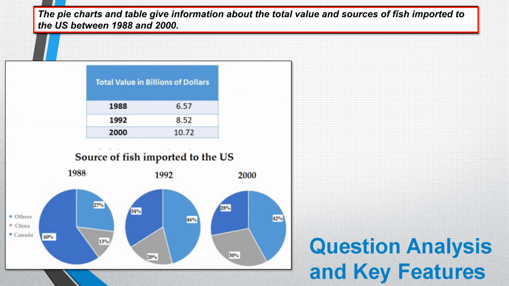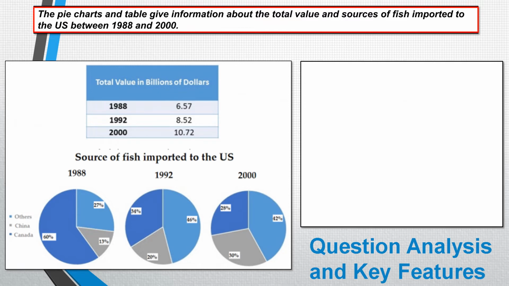So let's see if we can pick out some key features. First, let's go back to the table. So key features of the table. Well, it's going to be that the total value in billions of dollars has increased a lot. It's increased dramatically, hasn't it? It's nearly doubled. So it's gone from 6 to 10 over the 12 years. So that's a big increase. So that's going to be one of my key features.